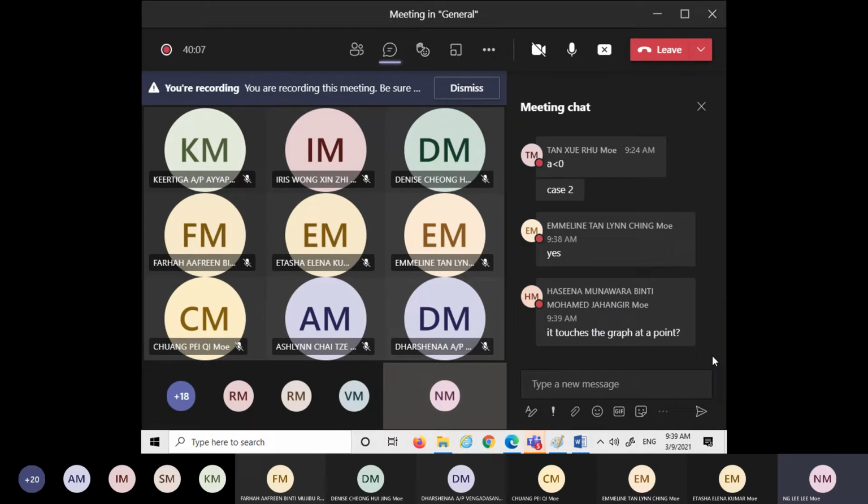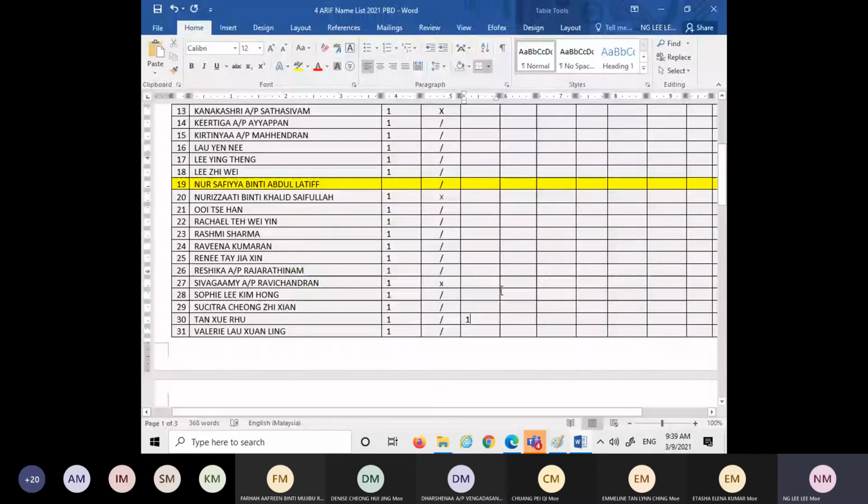Very good. Okay, so if that tangent is a tangent to a circle, that line that you call a tangent will touch the circle at one point. For the curve or the graph it is the same thing. If you have a tangent to a curve, then that line will touch the graph at only one point. Okay, so Hasina, very good, I give you 1 point here.